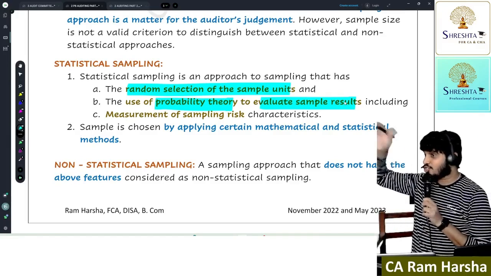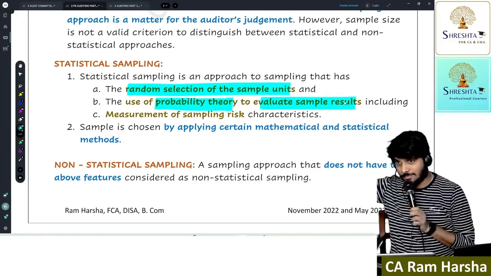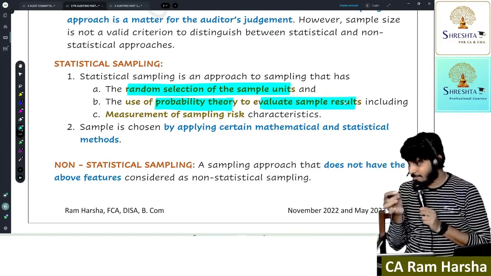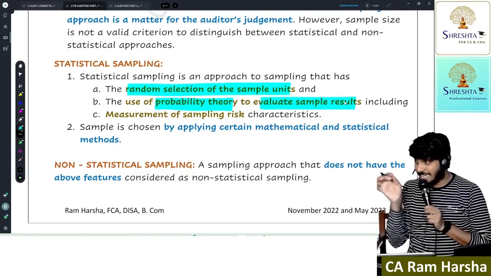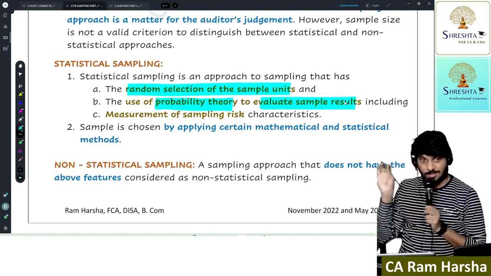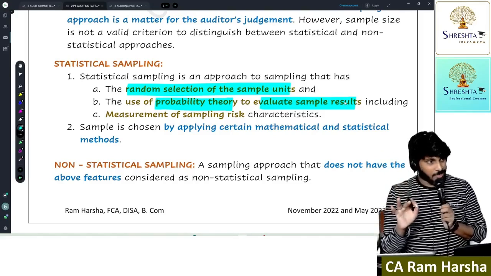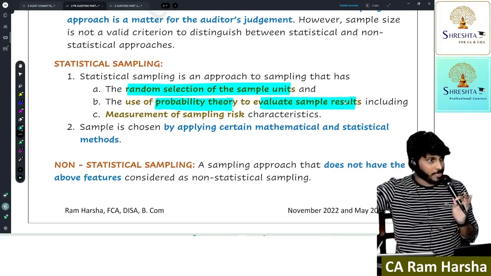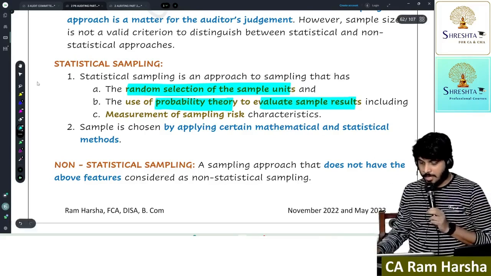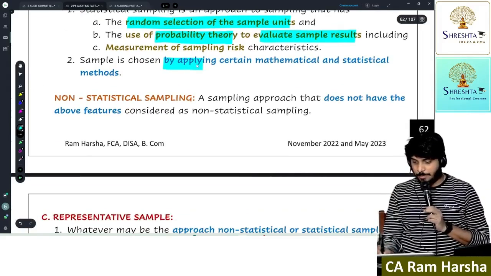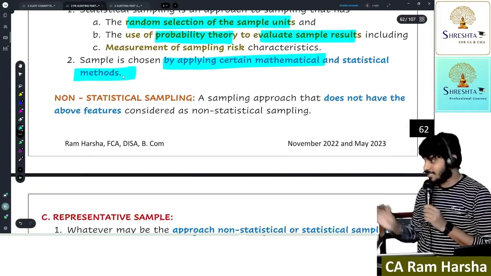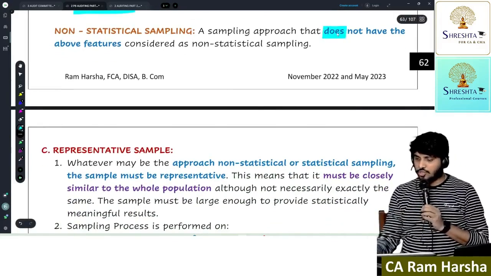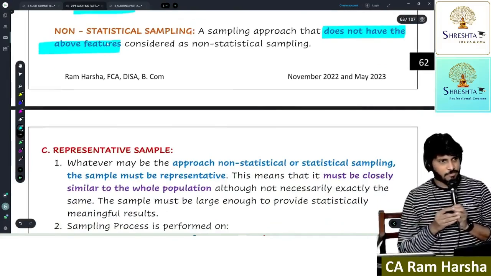But it is not as straight or as simple as what I told. First, whenever you discover a mistake in a sample, you should first assess the nature and characteristics of the mistake. Is it an anomaly or is it a non-anomaly? You need to first understand that and accordingly apply. Able to understand? Now, the sample is chosen by applying some mathematical and statistical methods. I use random tables, no? Yes. What is non-statistical? Which does not have the above features.